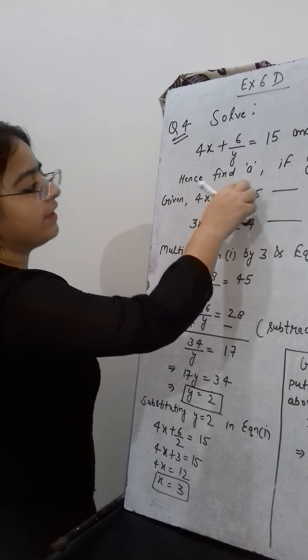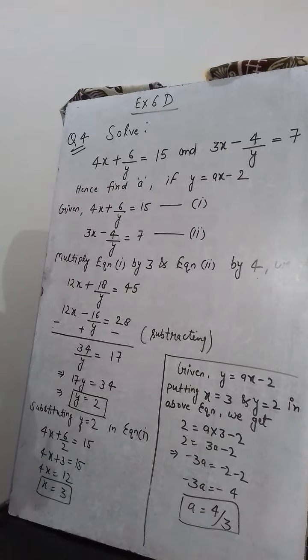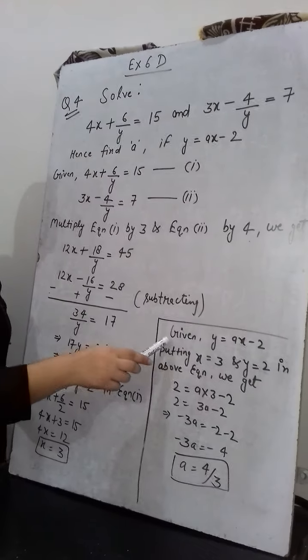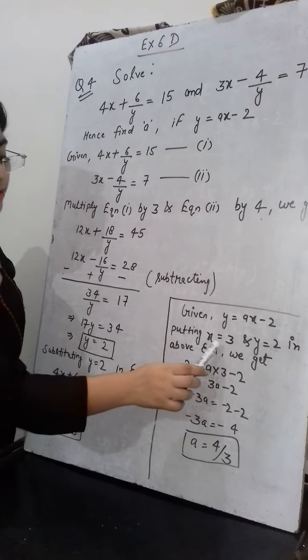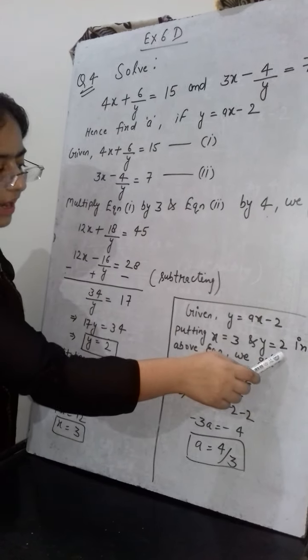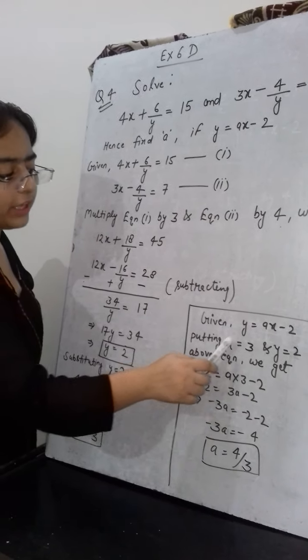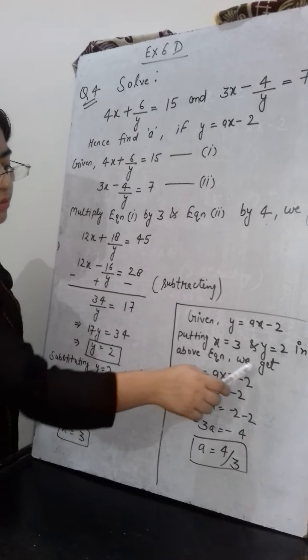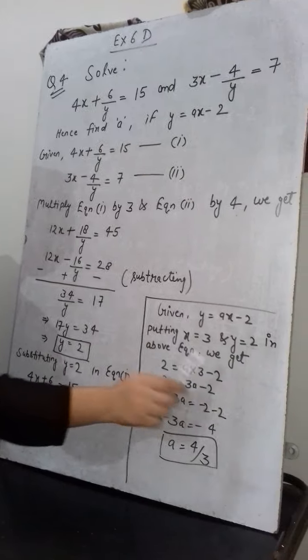Now we have to find the value of a, and the given equation is y equals ax minus 2. So what we will do, it is given that y equals ax minus 2, we will put the value of x equals 3 which we have found right now, and the value of y equals 2 in the above equation, and on putting these values of x and y in the above equation we get 2 equals a into 3 minus 2.